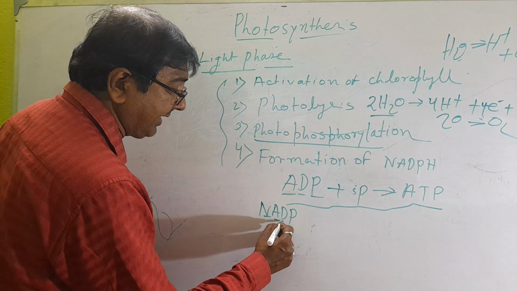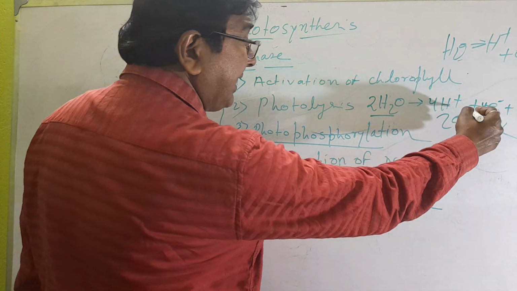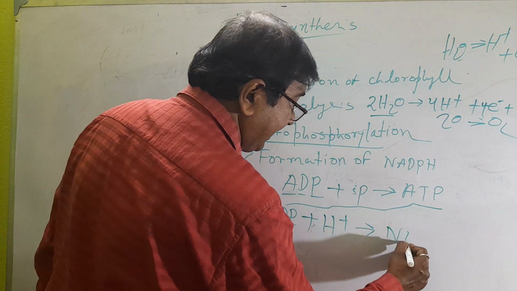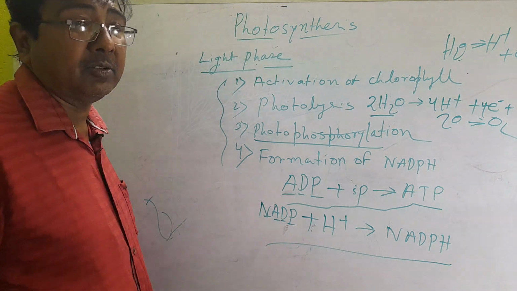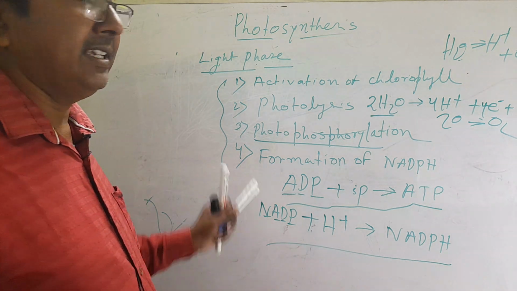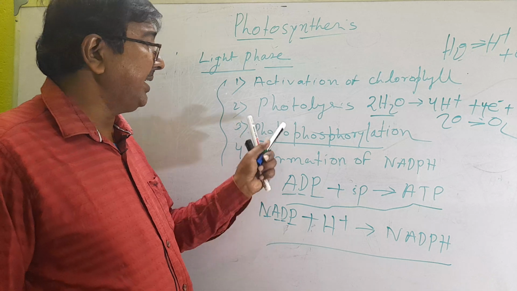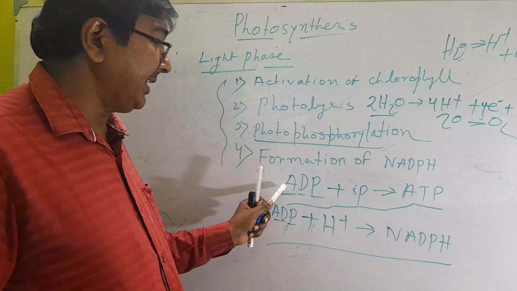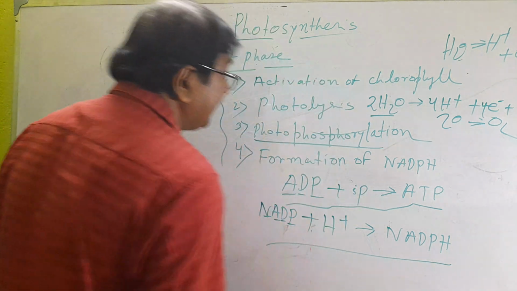Then in the leaf NADP, nicotinamide adenine dinucleotide phosphate, is present. This reacts with H plus and forms NADPH, also called Hill reagent. That's the light phase incidents. Very important question for ICSE: photolysis and photophosphorylation, and the expanded forms of ADP and ATP. Okay, next, dark phase.